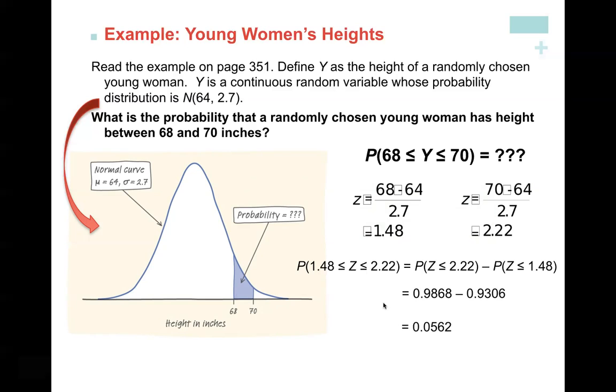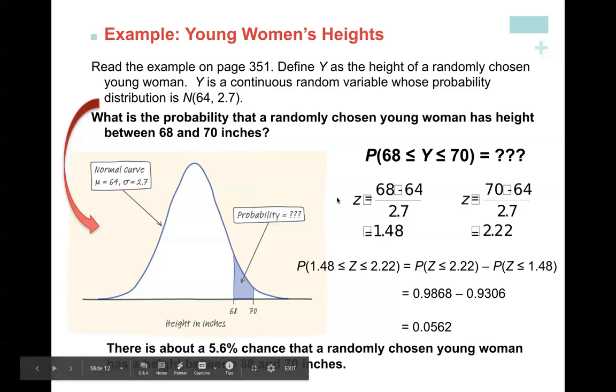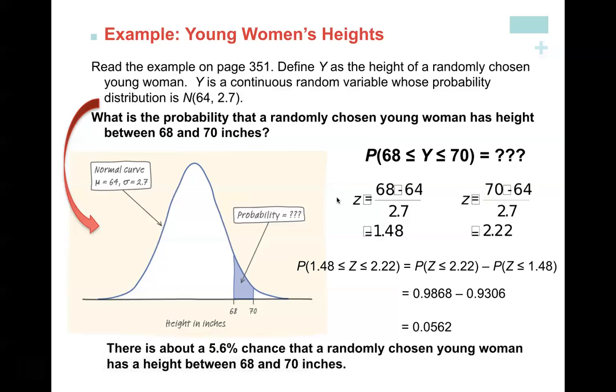So now how do we interpret that 0.0562 in the context of this problem? Literally repeat verbatim the words of the question. So instead of saying what is, just drop that and write it as a statement. The probability that a randomly chosen young woman has a height between 68 and 70 inches is 0.0562. Another way of interpreting this is there is about a 5.6% chance that a randomly chosen young woman has a height between 68 and 70 inches.